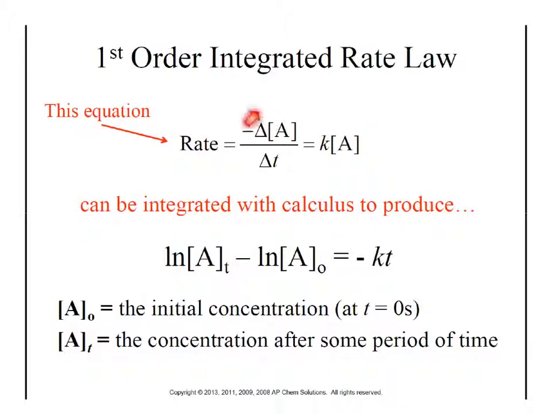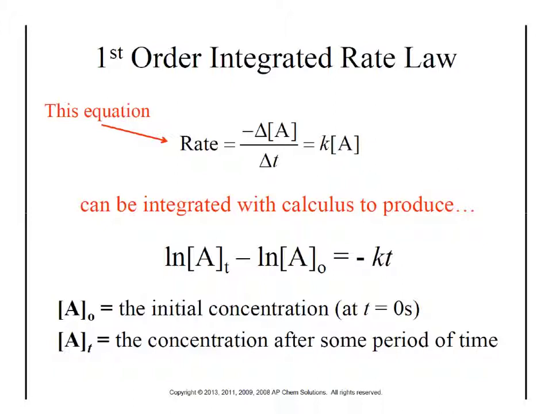Rate can be equal to either the change in concentration of A over time, or it can be equal to the rate constant times the concentration raised to the first power. So using calculus, you would integrate this rate law right here, and this would be the equation that you would come up with. And so what this is, is the natural log of the concentration of A at a certain time minus the natural log of the concentration of A initially.